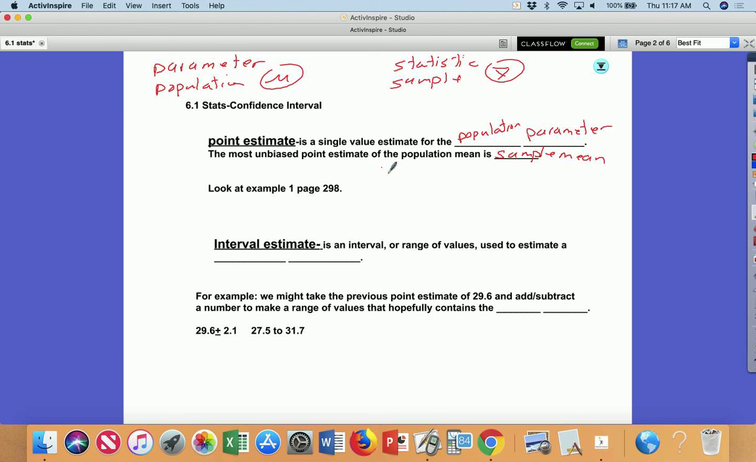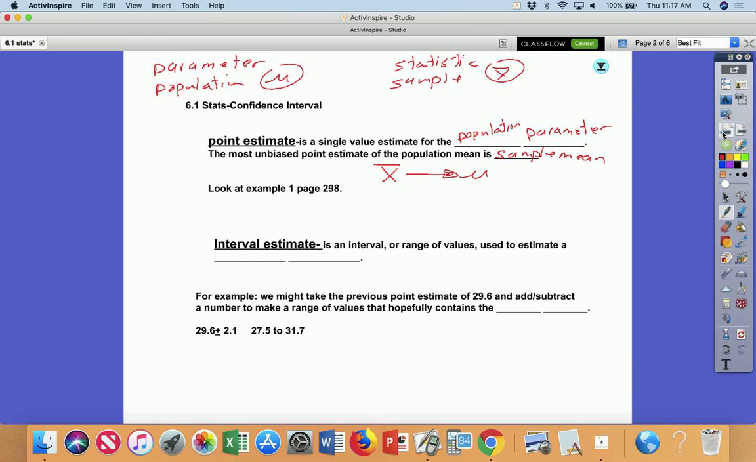In other words, we're using x bar to guess what the population mean is. We're using data from a sample to make an inference about a population value, which is called inferential statistics. So we just started inferential statistics. Everything before has been descriptive statistics.